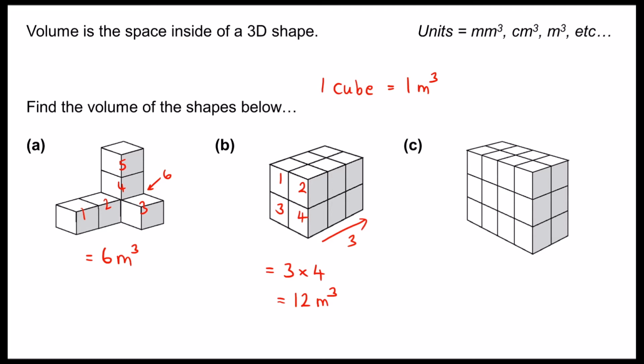We can extend this even further. So for example in C, instead of counting all the cubes on the front face, I can say there's 2 by 3 on the front face. That's going to be 6 in total, so 2 times 3. And I want that 6 repeated itself 4 times through its depth. So I want to times that answer by 4. 6 times 4 gives me 24 cubes, and therefore the volume would be 24 metres cubed.